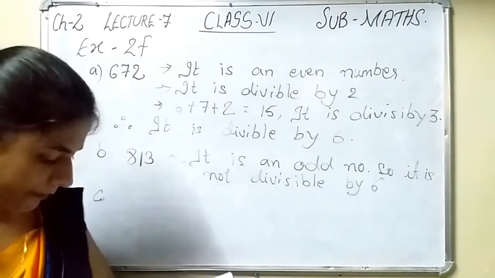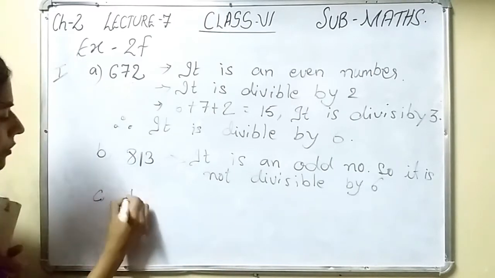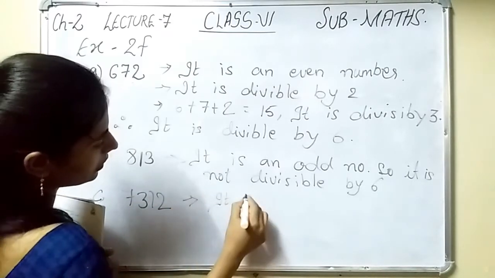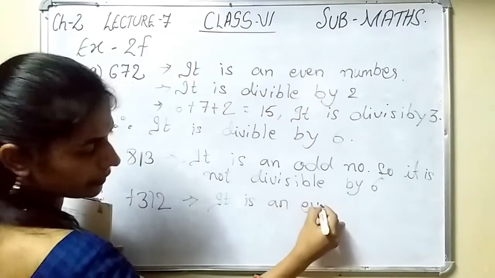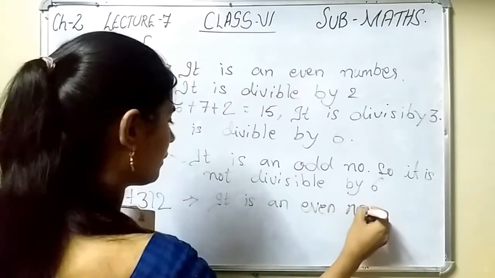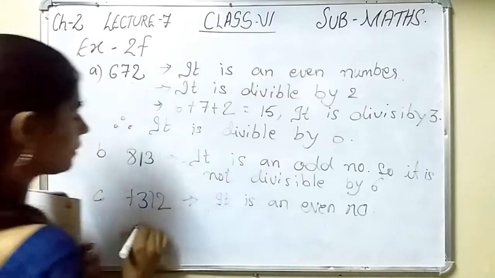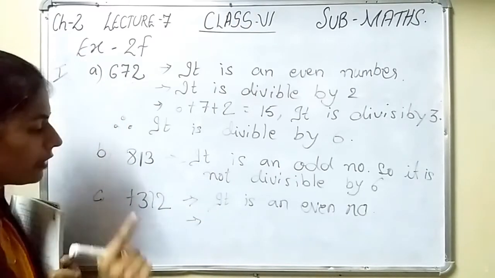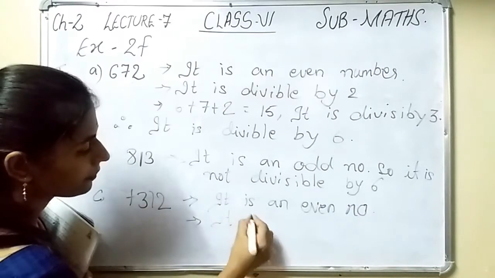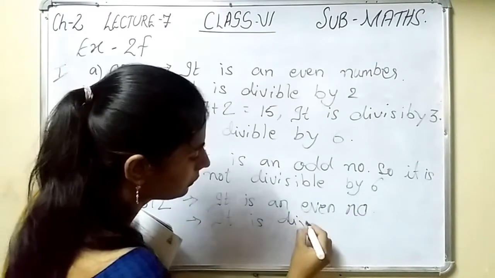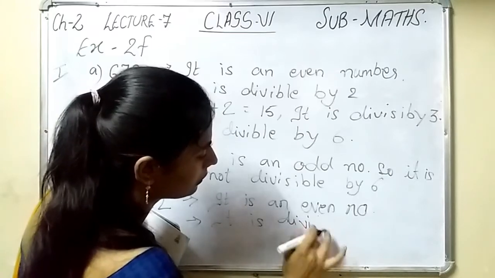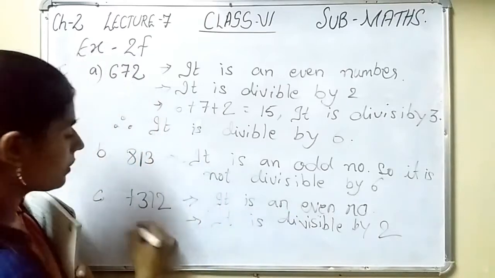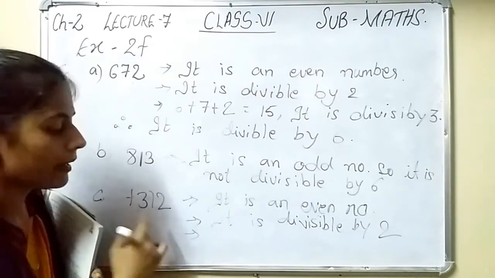See question number C. 7312. It is an even number. Okay. Now see whether it is divisible by 2 or not. Yes, because it is an even number, it should be divisible by 2. It is divisible by 2. Now see whether it is divisible by 3 or not.